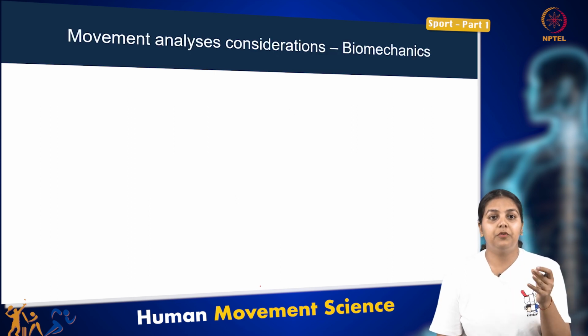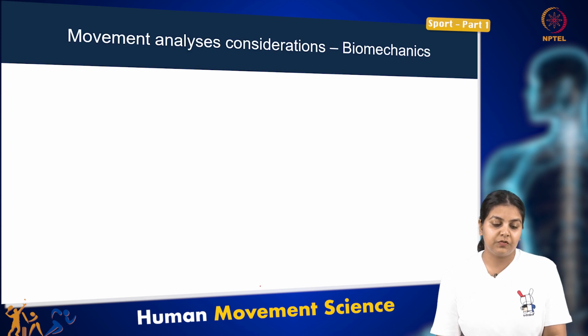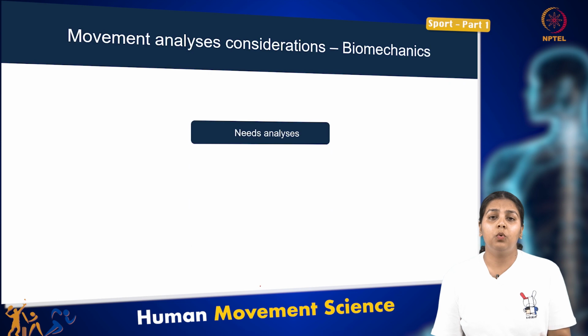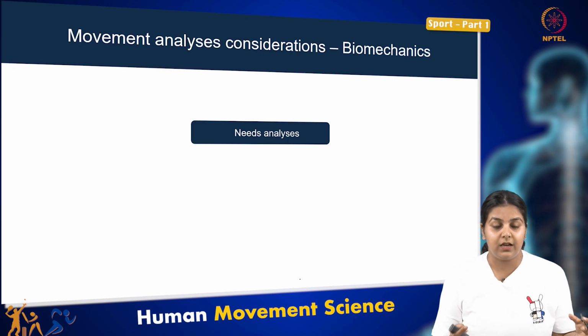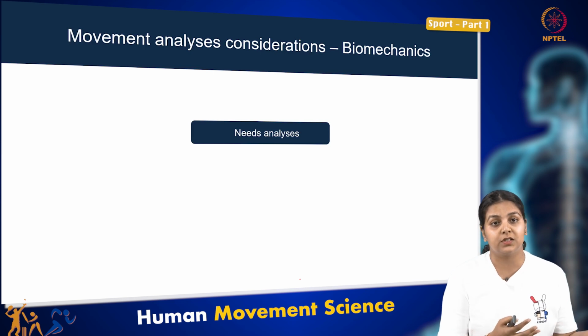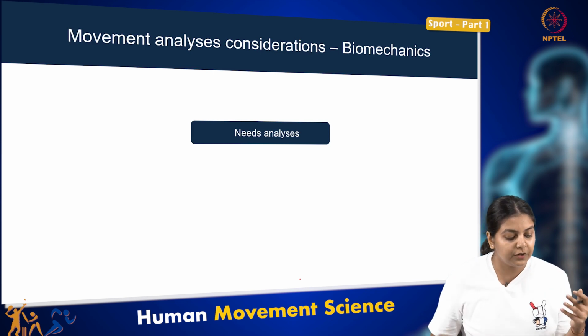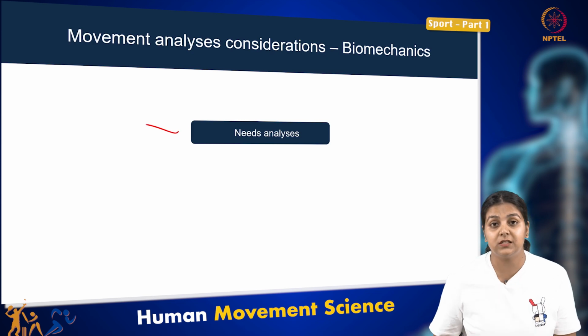So let's look at some of the movement analysis considerations from the discipline of biomechanics. We know by now what biomechanics is. It's the study of human movement using physics and mathematical principles. You study the mechanics component in the movement. We've looked at kinematics and kinetics, which are the branches in biomechanics. But how do we consider this, right? If you're looking at skill analysis or movement analysis, the first thing we start with is your needs analysis, right?